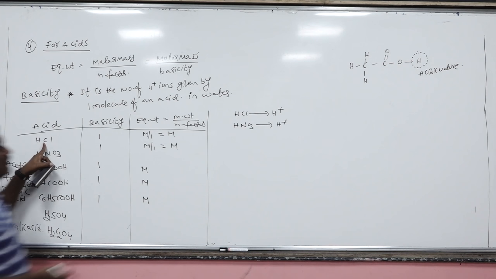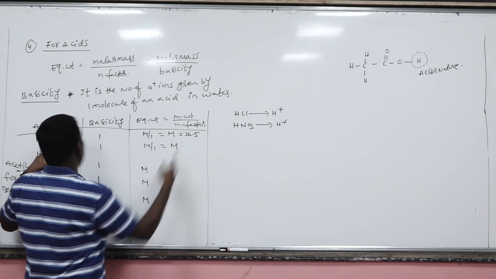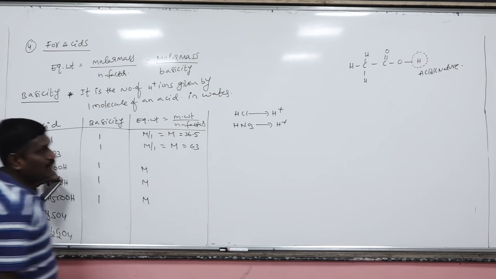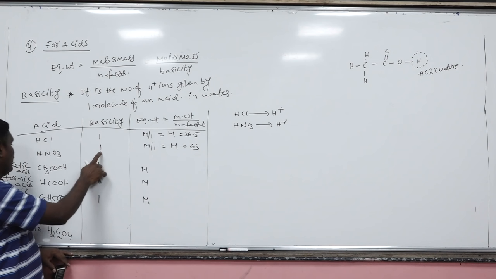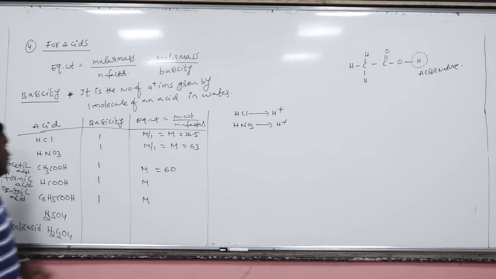Now HCl molar mass is 36.5, so equivalent weight and molecular weight are both the same. HNO3 molar mass is 63, so 63 molecular weight, 63 equivalent weight also, because the n factor is 1. For acetic acid, molar mass is 60, equivalent mass is also 60. Like that you can calculate.